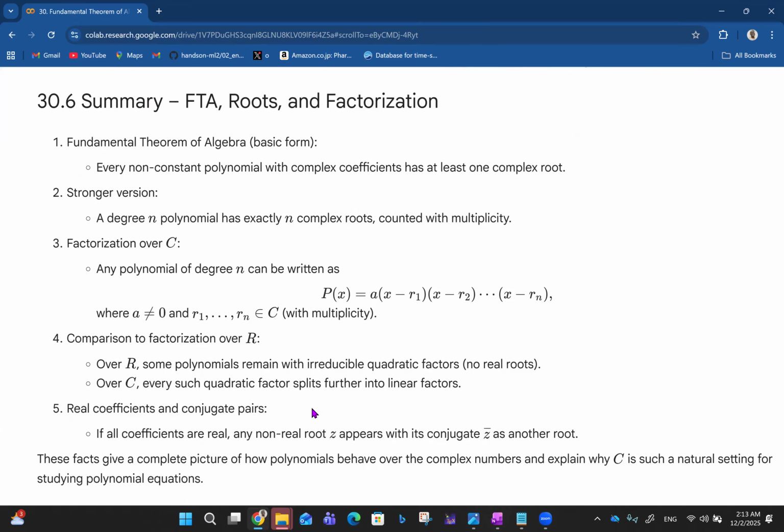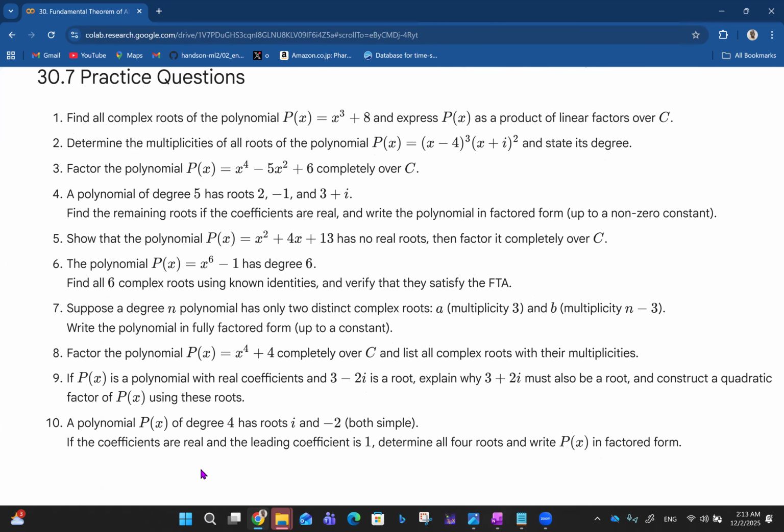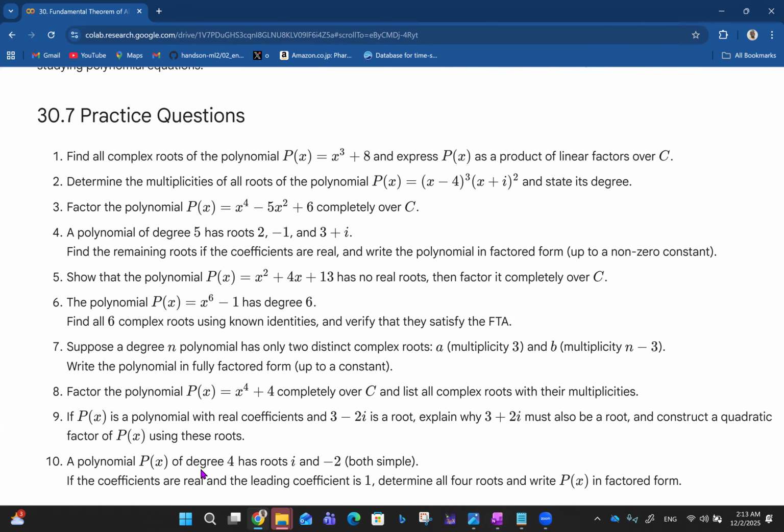So, real coefficients and conjugate pairs. If all coefficients are real, any non-real root z appears with its conjugate z bar as another root. So these facts give a complete picture of how polynomials behave over the complex numbers and explain why C is such a natural setting for studying polynomial equations. In short, every polynomial equation has solutions. Even if they are not real, you have the complex ones, which exist in conjugate pairs by just changing the signs. So with that said, we have these 10 questions to deal with.